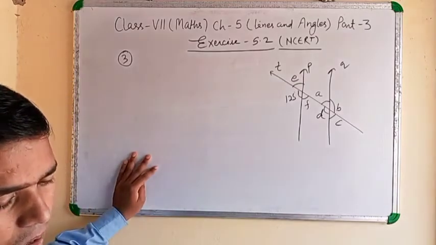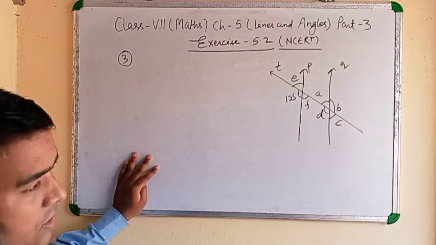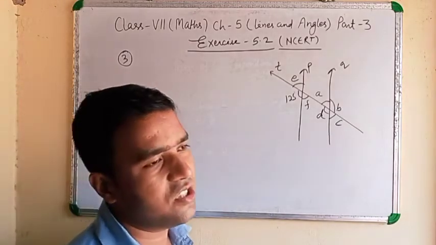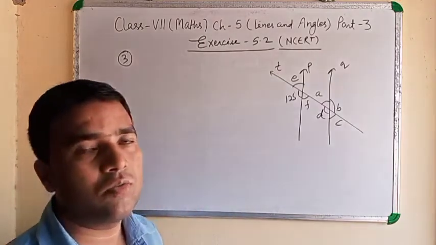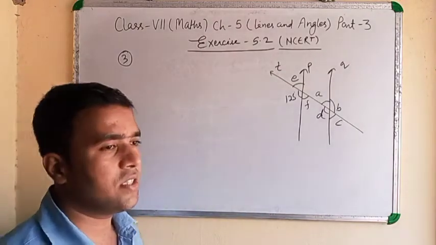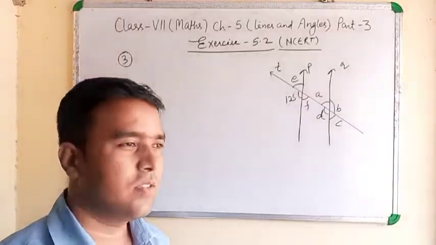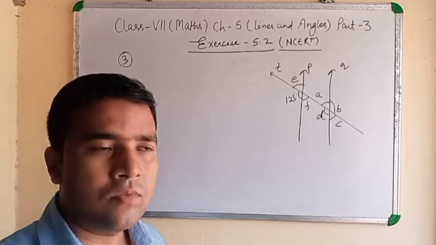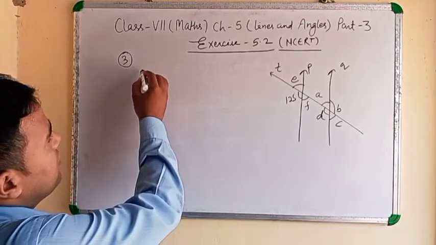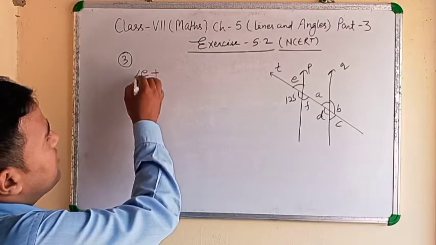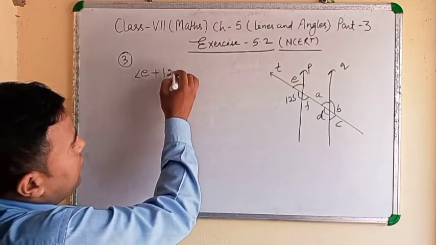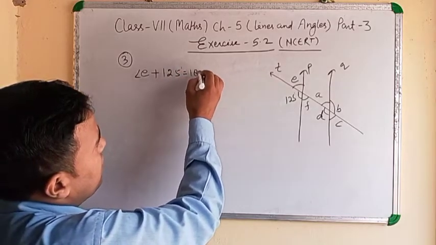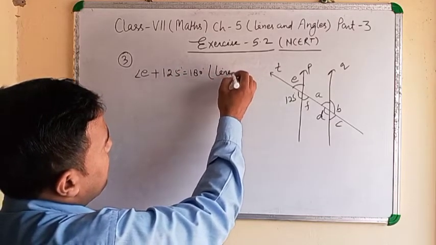Now the first question asks to find the unknown angles, means A, B, C, D, E, F. You will find all of them. Only one is given, 125. See here, first we will find the value of E. We will write angle E plus angle 125 equal to 180 degree by linear pair.